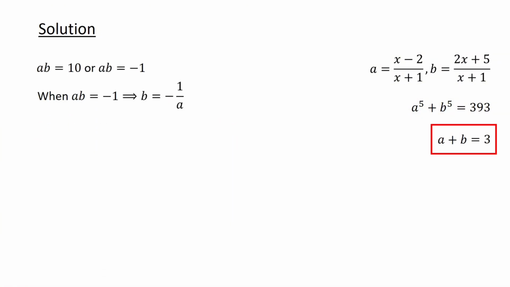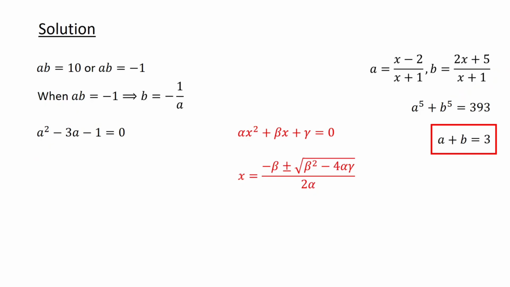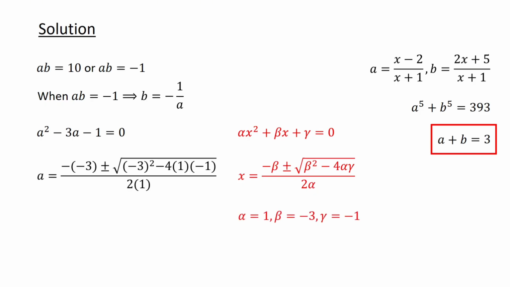When ab equals minus 1, we have b equals minus 1 over a. Thus, we obtain a minus 1 over a equals 3. Again, we multiply by a to clear the denominator, and then rearrange to obtain a squared minus 3a minus 1 equals 0. Recalling the quadratic formula, with alpha equals 1, beta equals minus 3, and gamma equals minus 1, we thus have a equals (3 + sqrt(13))/2, or (3 - sqrt(13))/2.